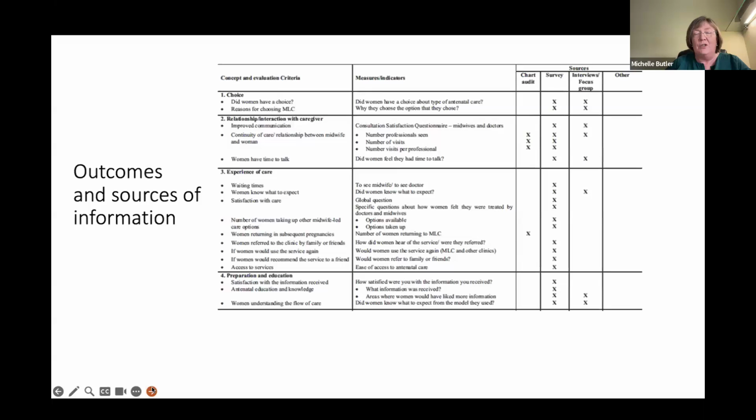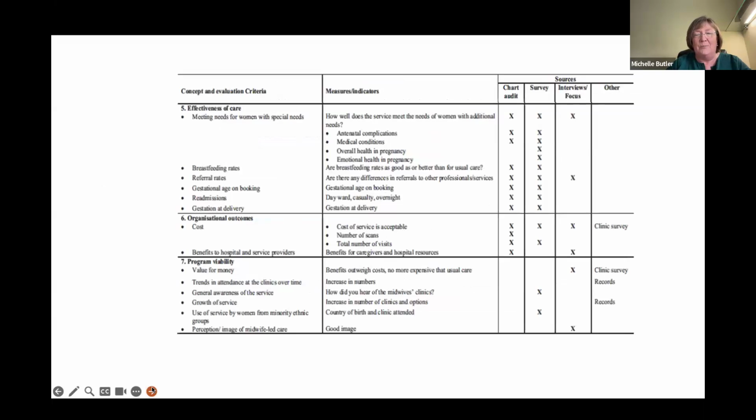So based on all of that, working together with the group again, we put together this chart which was showing how those outcomes could be reflected in measures or indicators, and what would be the sources of data for the evaluation. So you can see here we've got a chart audit, we've got a survey, we've got interviews and focus groups, and we've got other. And the other was around the costs. So if I go down to the next sheet, you can see some more of those outcomes. So we did a clinic survey to look at the actual costs of delivering those clinics. And this was a comparative evaluation.